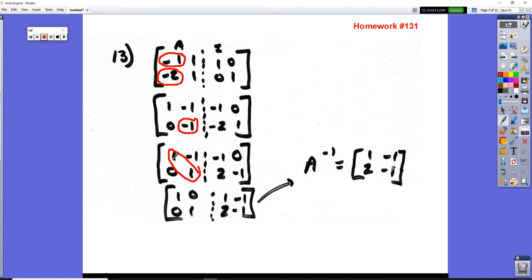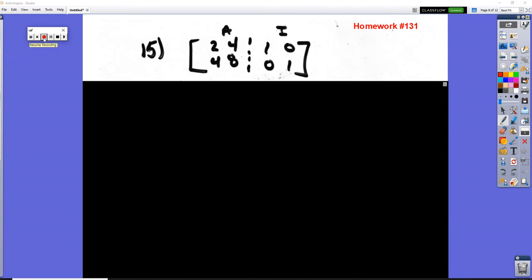And at this point, you're in row echelon form, and you'd have to now do the Jordan part, which wants you to get rid of that -1 above the diagonal. So you're going to add the bottom row to the top. When the left-hand side looks like an identity matrix, the right-hand side now contains your inverse. So the inverse matrix for this problem is 1, -1, 2, -1.